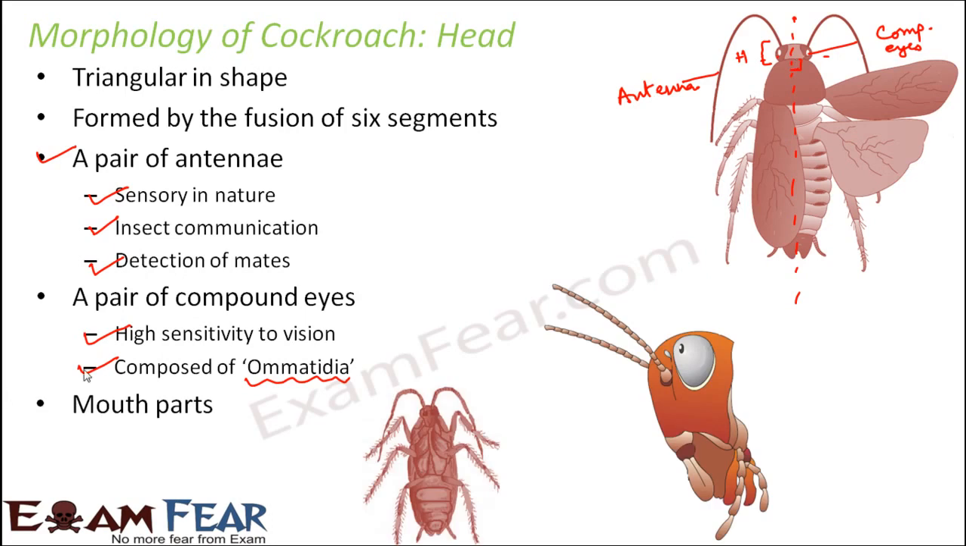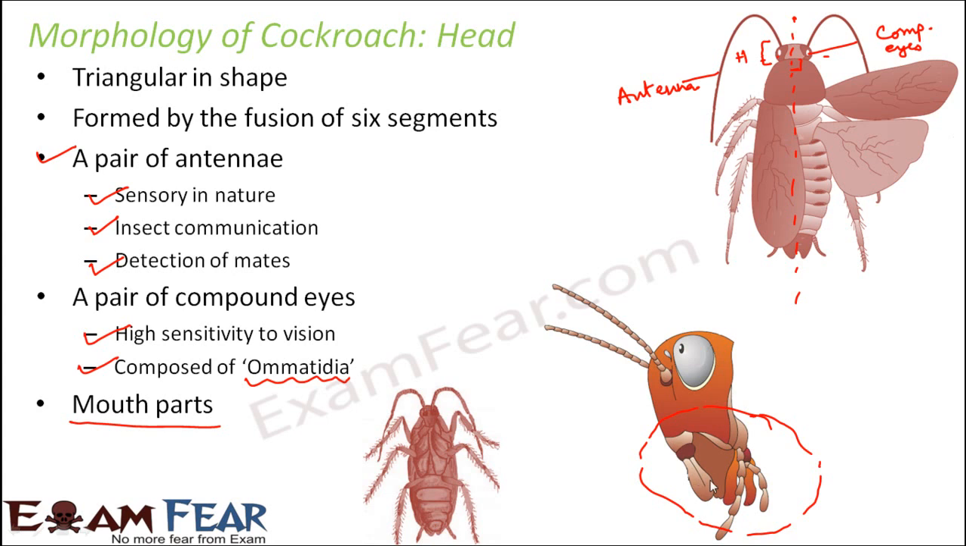And in the last but not the least, mouth parts. Now if you look at the head of the cockroach very closely, this is how it looks like. This is the side view of the head. So these are the antenna, this is the compound eye, this visible region of the compound eye is nothing but the cornea, and this entire region is nothing but mouth. So this entire part forms the mouth.